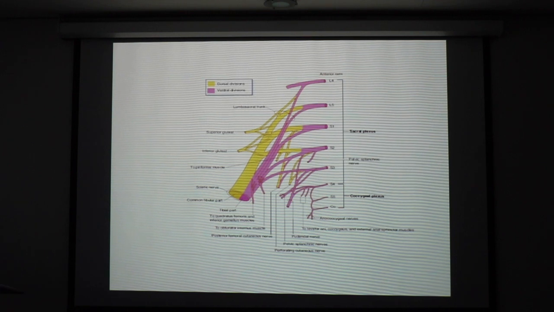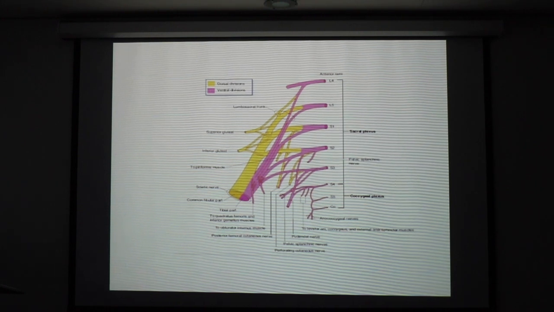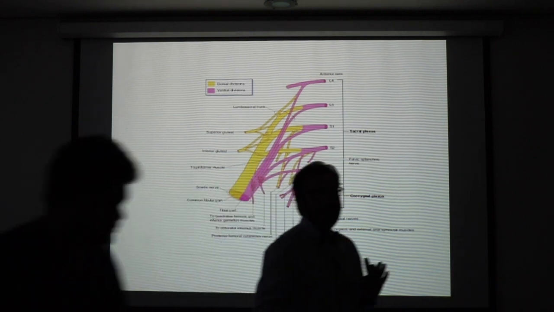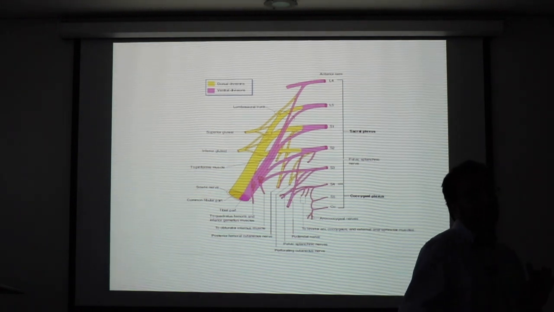Now the sciatic nerve does not supply any muscle in the gluteal region. It passes below the piriformis muscle, passes through the greater sciatic notch, comes into the gluteal region, and then goes over the back of the leg.